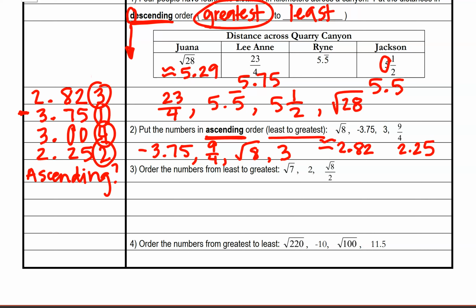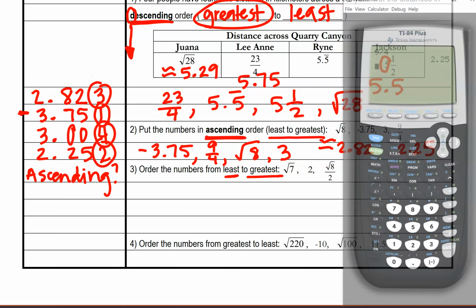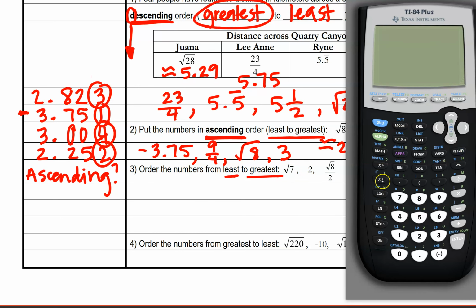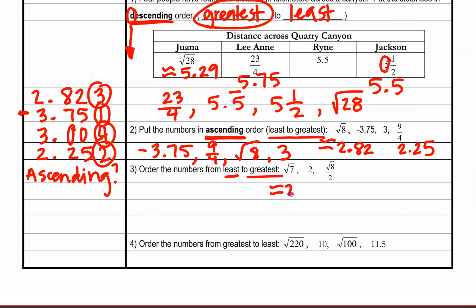All right. Number 3, it says order the numbers from least to greatest. So same thing, we are going to follow our steps. First step is to convert to decimals. We have square root of 7 is approximately 2.64. We have a whole number here, so we don't do anything to it.